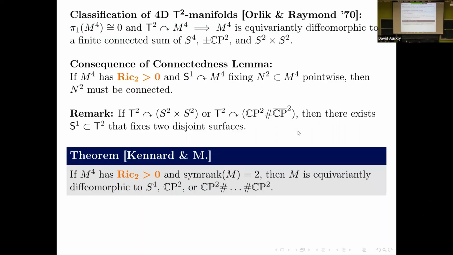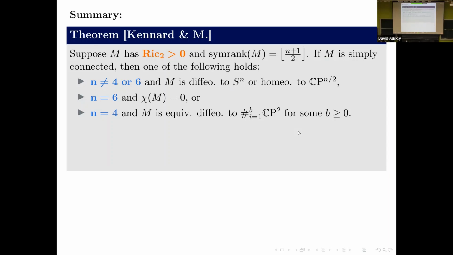Okay, so in summary, what we have is the following. If the dimension is not 4 or 6, then we get the same spaces that show up in positive sectional curvature. When the dimension is 6, you might be able to have 0 Euler characteristic, for example, S3 cross S3. And in dimension 4, we might be able to have a connected sum of complex projective spaces.